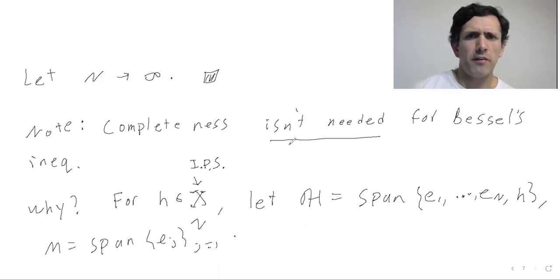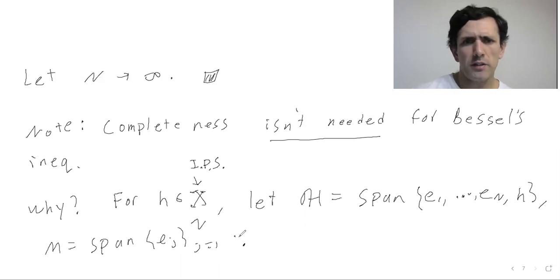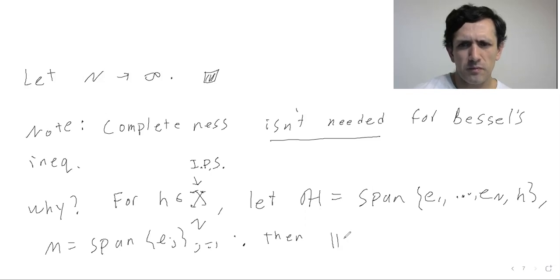Okay, so just apply Bessel's inequality to M and H. Certainly little h is in this Hilbert space H. So you get exactly what we had before, that the sum of the inner product of H with EJ squared is less than or equal to the norm of H squared.